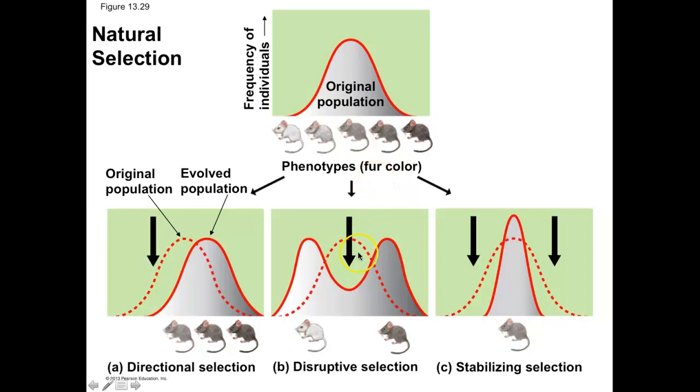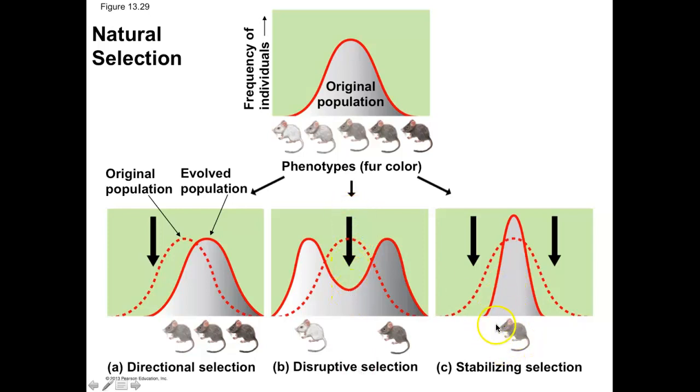You might also look at the other two scenarios, right? This is where the extremes are favored. So maybe the very, very light mice and the very, very dark mice have very good hiding spots. They are able to hide from their owl predator. But for some reason, these middle colored mice are easily picked out. And so you'd get this depression in the bell curve, and you'd favor the growth of the white mice and the growth of the dark mice. So that's called disruptive selection. You're basically disrupting the mean, or disrupting the average.